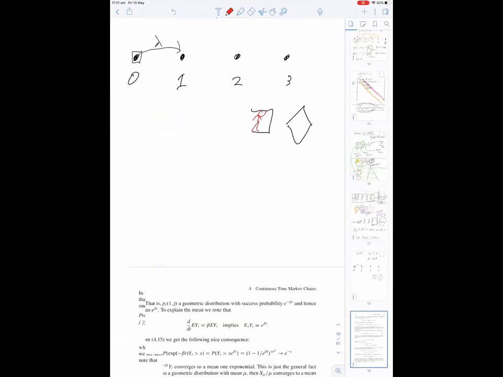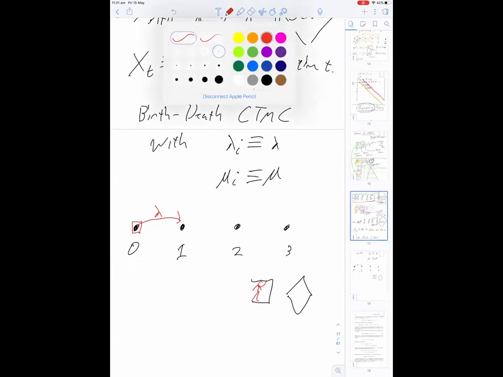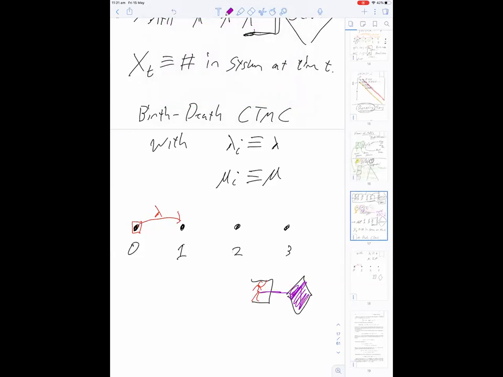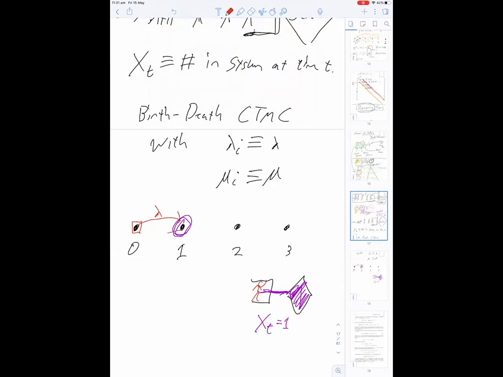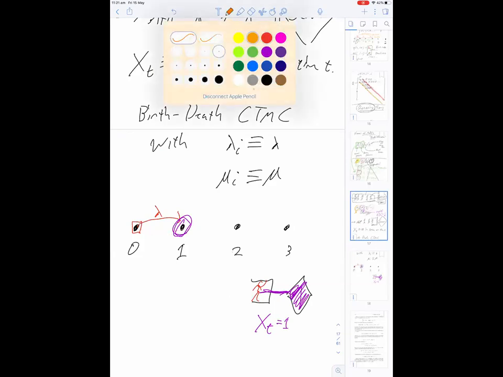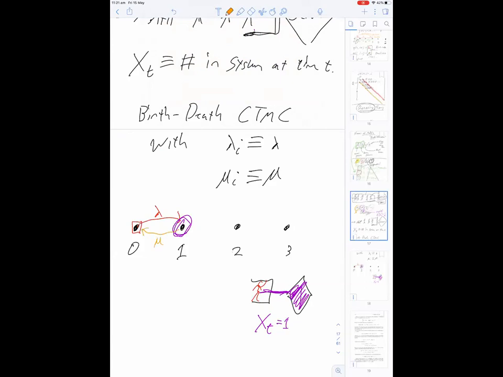Now this person is here and the server is serving the person. Then we're in this state, where x of t equals 1. At this point, two events can happen. You can have a departure, at rate mu. Why? Because the server is serving, and the person has just departed because the service is completed. And if that happens, then the person is gone.